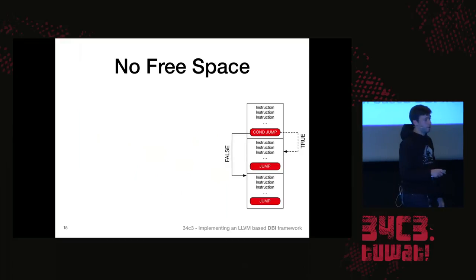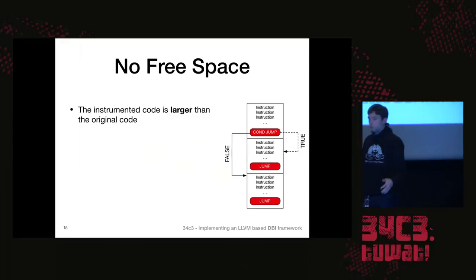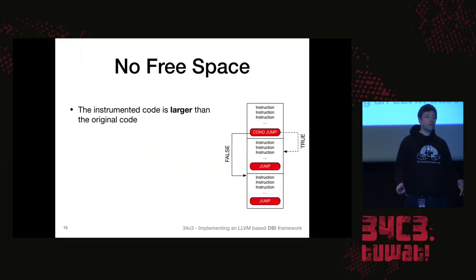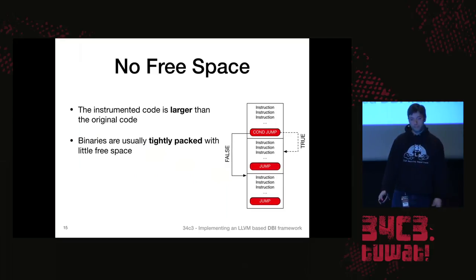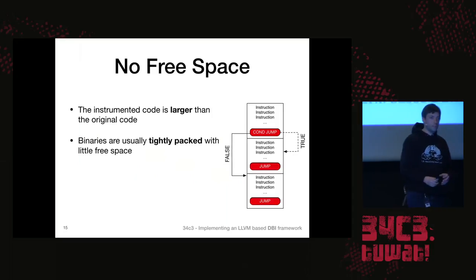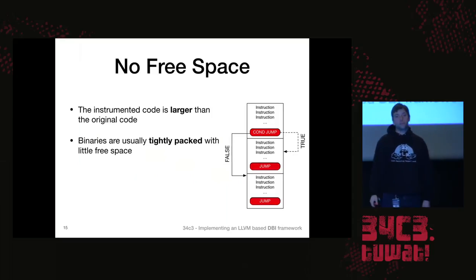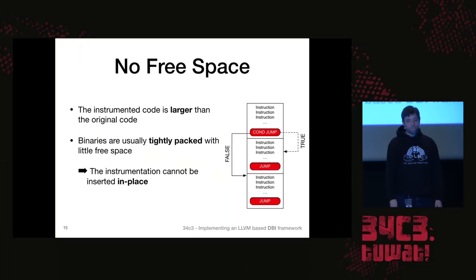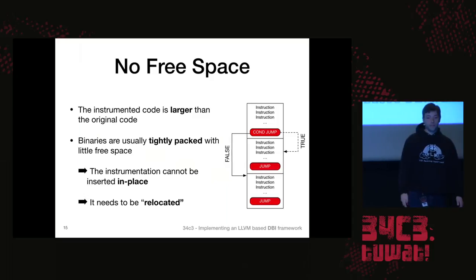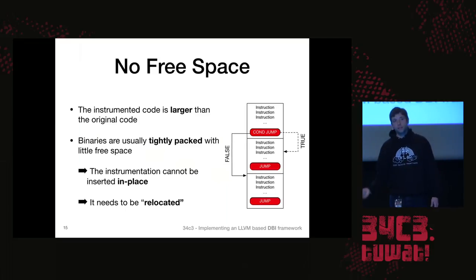Now the other problem you have is about the instrumentation, the code that you're generating. The instrumentation code you generate is much larger than the original code, because it's the sum of the original code plus the instrumentation you're adding. And compilers are not dumb and try to tightly fit all the code into the binary to not waste space. So there's not much space left around in the code segment of your binary, and you cannot instrument it in place. You cannot just add it in the binary. There's not enough space, so you need to write it somewhere else. And this introduces the problem of relocating the original code of the binary.